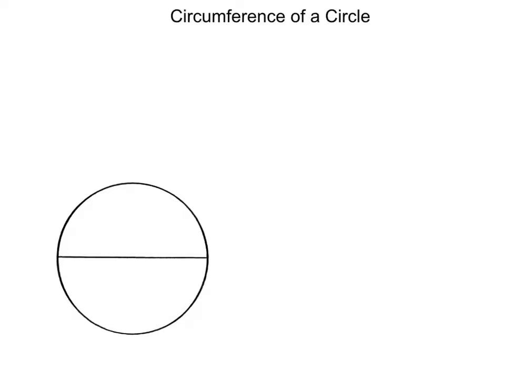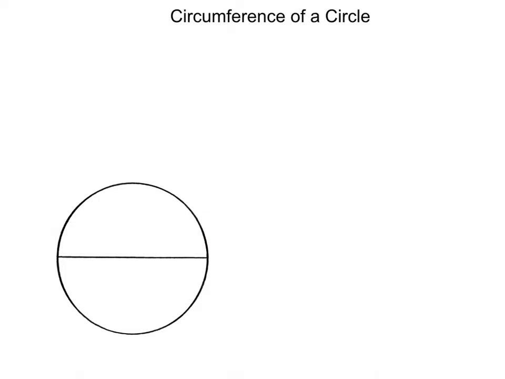Welcome back, everybody. Today we're looking at finding the circumference of a circle. Circumference is essentially the same thing as saying the perimeter, the difference being, of course, that this is a circle, but the idea is still the same. It's the distance around the outside edge of a circle.